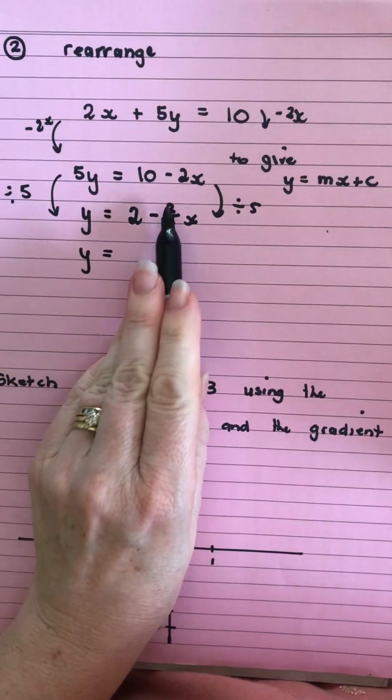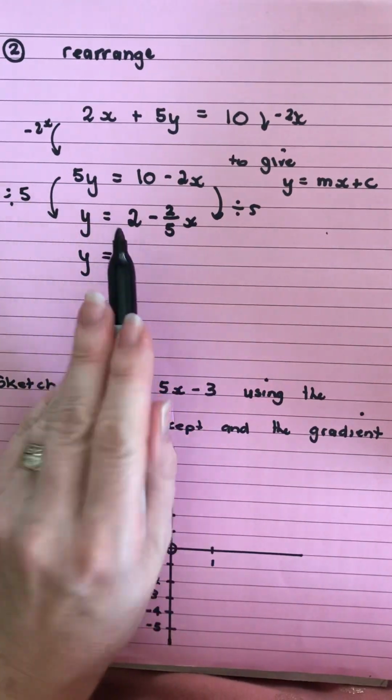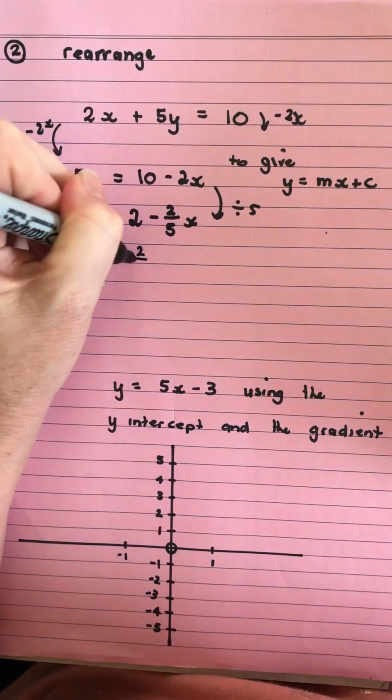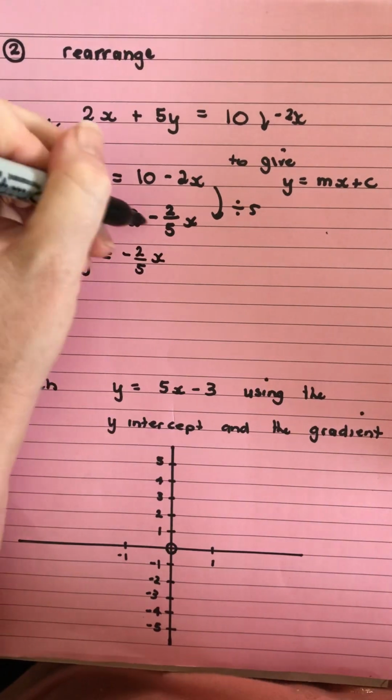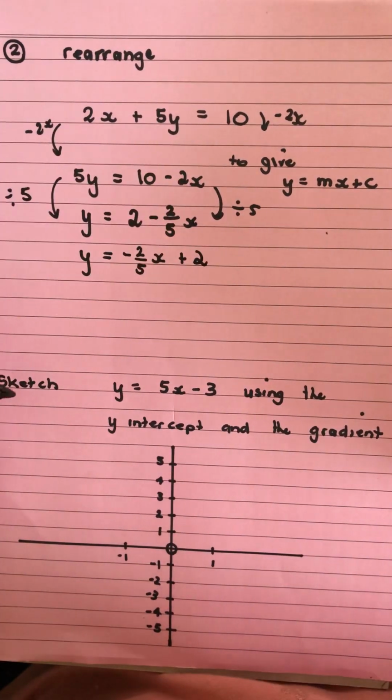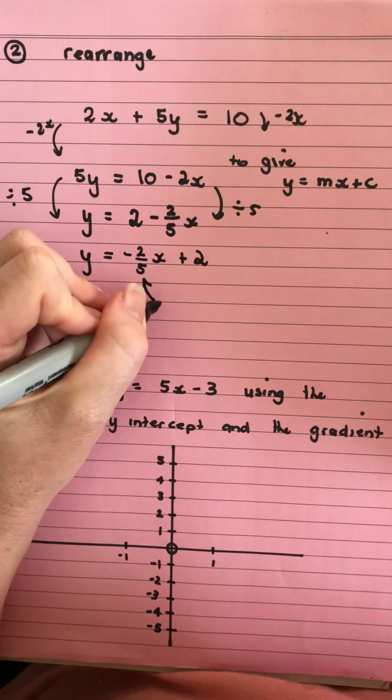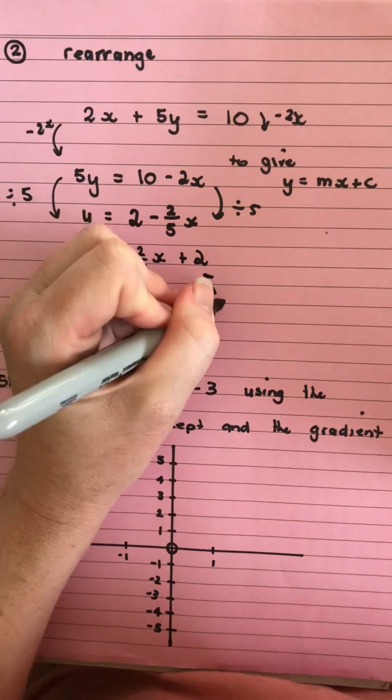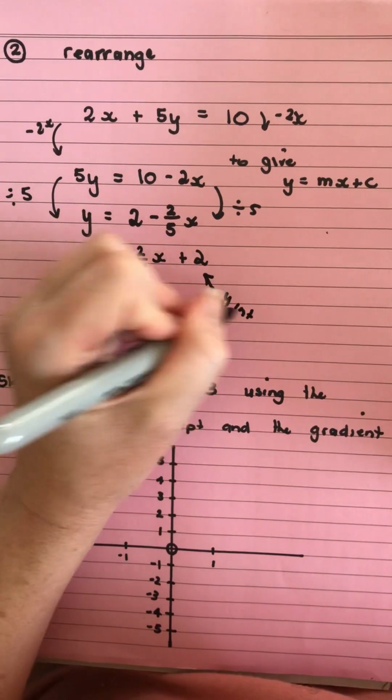So I've got 2 take away 2/5 x. I want the x part first. So I'm going to write negative 2/5 x, and then I'm going to have a plus 2 there. So then I can say that negative 2/5 is my gradient, and 2 is my y-intercept, or my c value there.